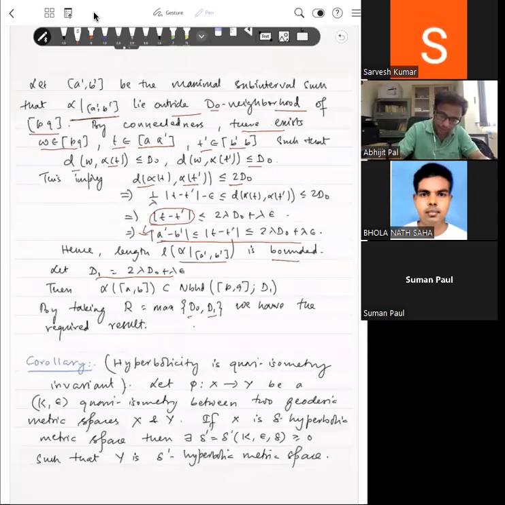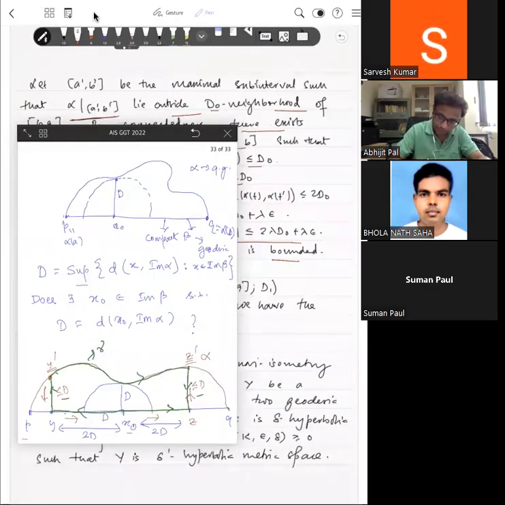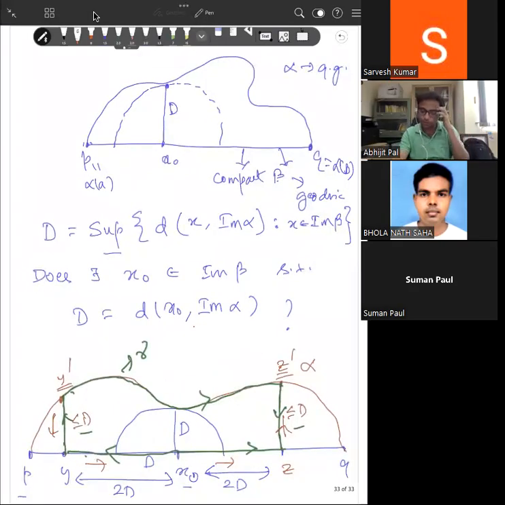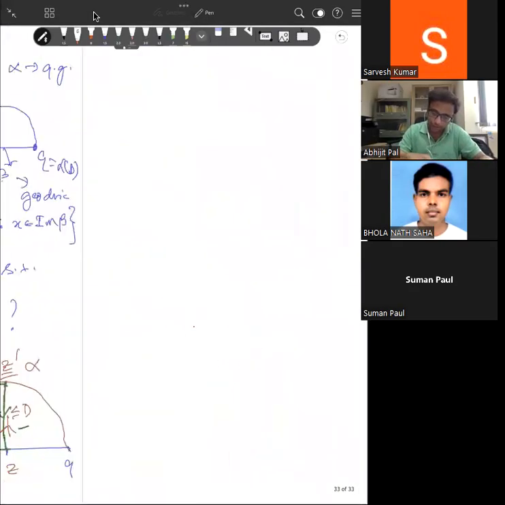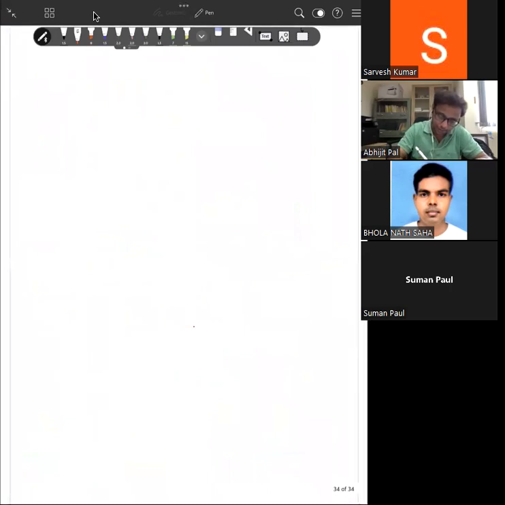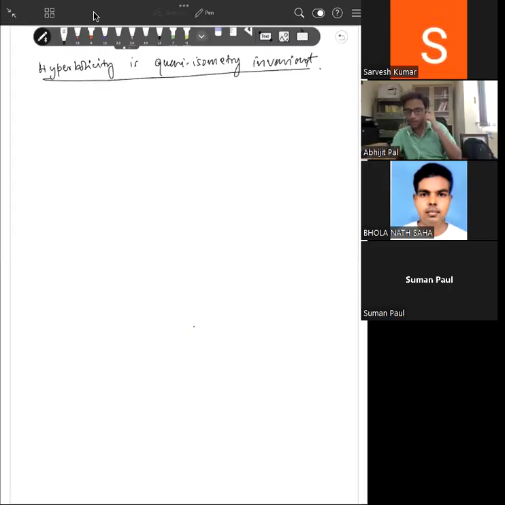Now let us assume that we know the stability of quasi-geodesic. From this, I am going to show that hyperbolicity is quasi-isometry invariant. So hyperbolicity is a quasi-isometric invariant.